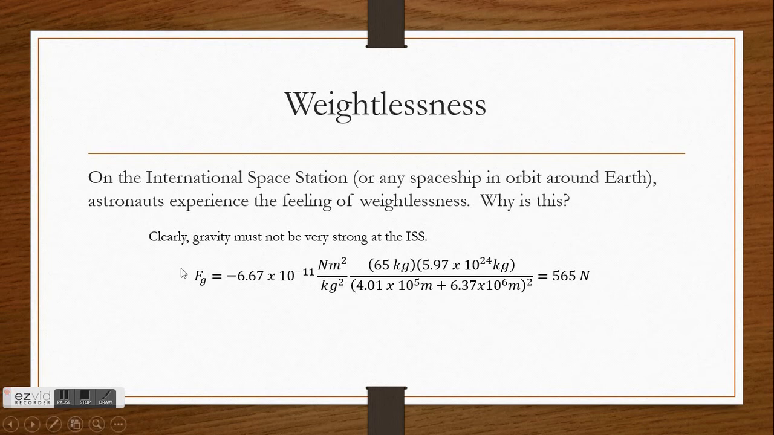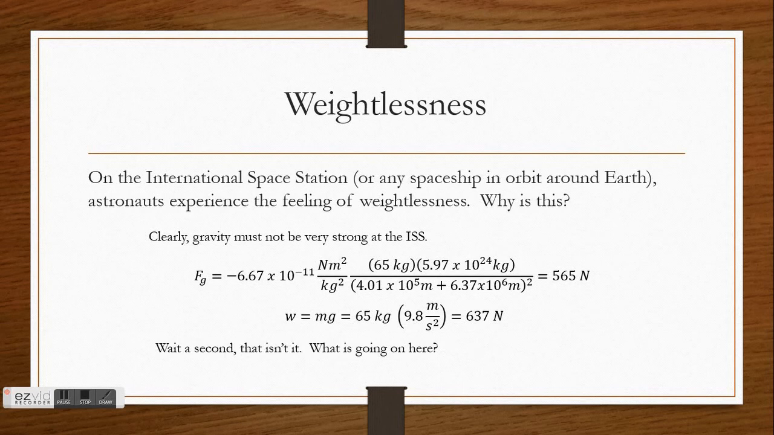So if I calculate this out, I get 565 newtons. If I calculated my weight here on Earth, 637 newtons. So yeah, gravity is a little bit smaller sitting at the International Space Station, but not by as much as one would think. It's only about 10% smaller than on the Earth.